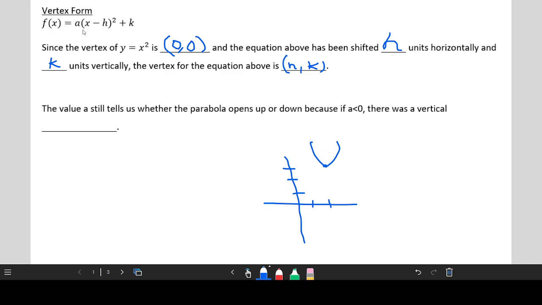And we discussed previously that if the value a in that other form is negative, it means the parabola opens down, and now we can see why, because if a is negative, we had a vertical reflection, which means the parabola is going to now open down.